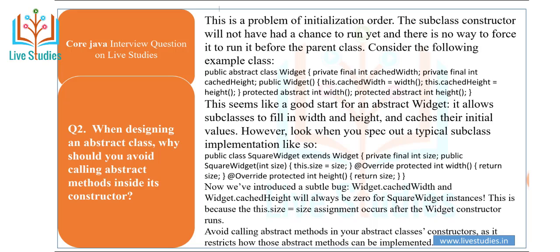Another question is, when designing an abstract class, why should you avoid calling an abstract method inside its constructor? A very important question. This is a problem of initialization order: the subclass constructor will not have had a chance to run yet, and there is no way to force it to run before the parent class. Consider the following example class.